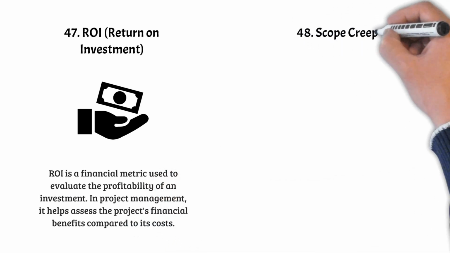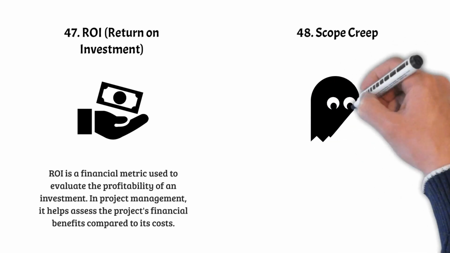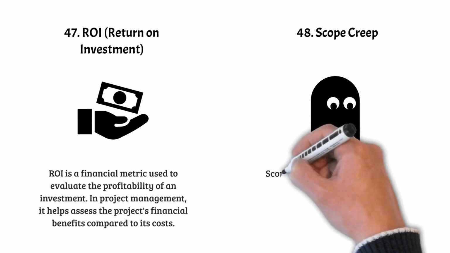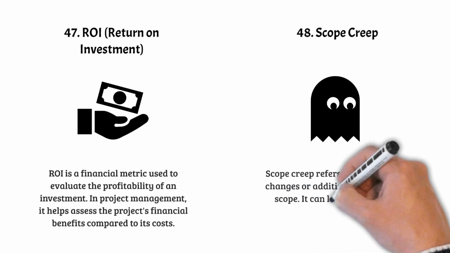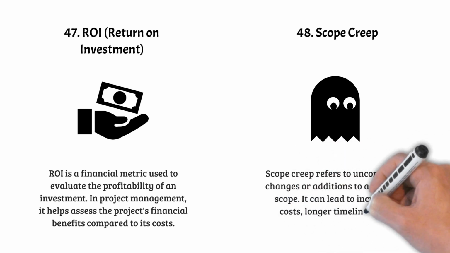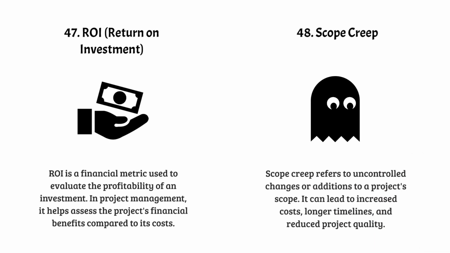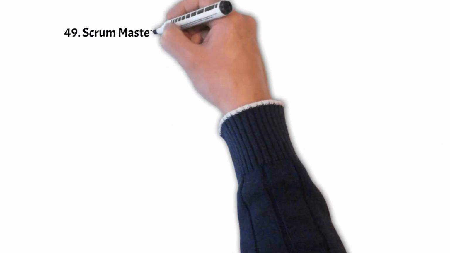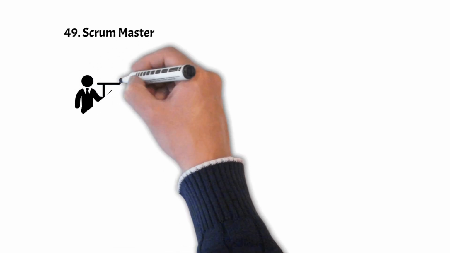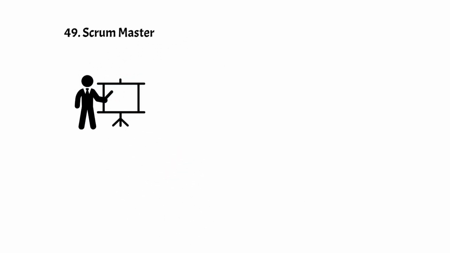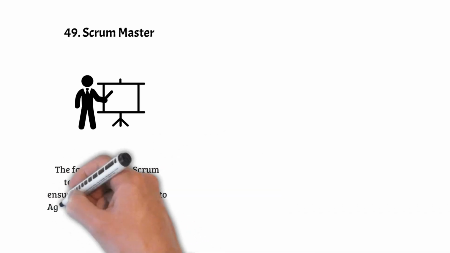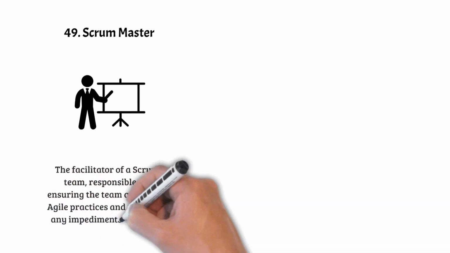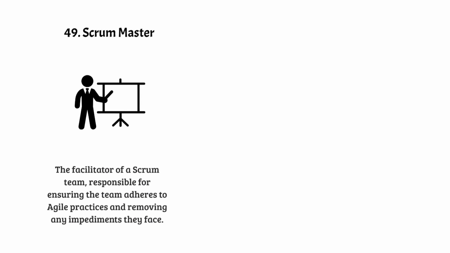48. Scope creep. Scope creep refers to uncontrolled changes or additions to a project's scope. It can lead to increased costs, longer timelines, and reduced project quality. 49. Scrum Master. The facilitator of a Scrum team responsible for ensuring the team adheres to Agile practices and removing any impediments they face.